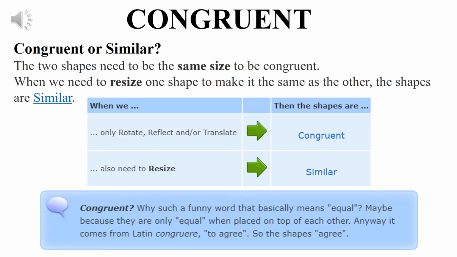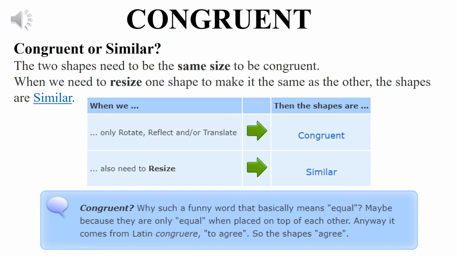Congruent or similar. The two shapes need to be the same size to be congruent. When we need to resize one shape to make it the same as the other, the shapes are similar. When we only rotate, reflect, and/or translate, then the shapes are congruent. When we also need to resize, then the shapes are similar.